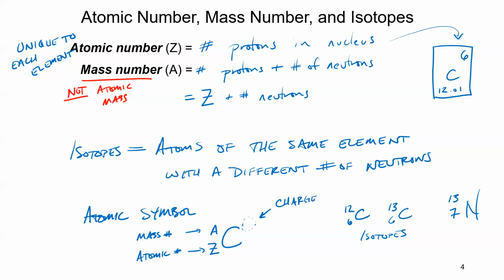When I wrote the atomic symbol for carbon 12, I said it doesn't have a charge, right? If that's true, how many electrons would carbon 12 have? Go ahead and unmute yourself. 6. 6, absolutely. So if we have a neutral atom, an atom that's sort of in its natural state, then it has an equal number of protons and electrons, okay?